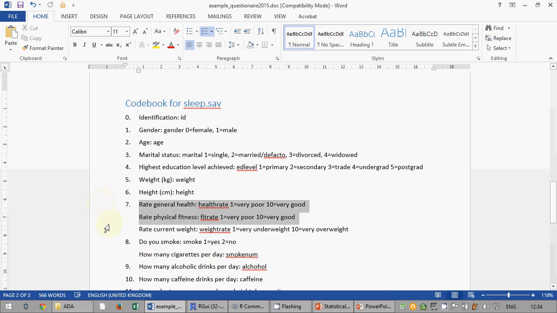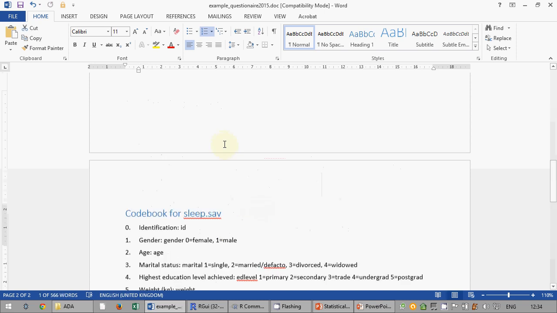The 3 Likert variables, we'll use 3 variables: health rate, fit rate, and weight rate. Well, this is pretty straightforward. 1 to 10 will be 1 to 10.